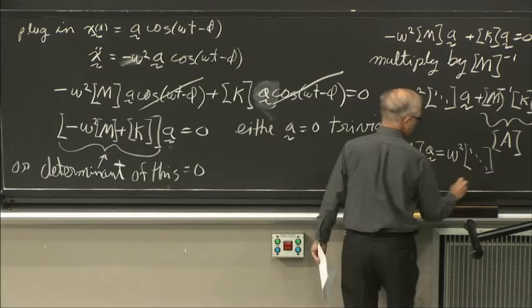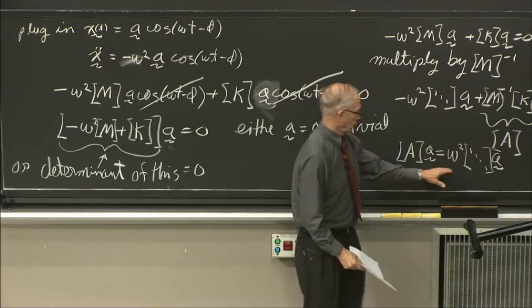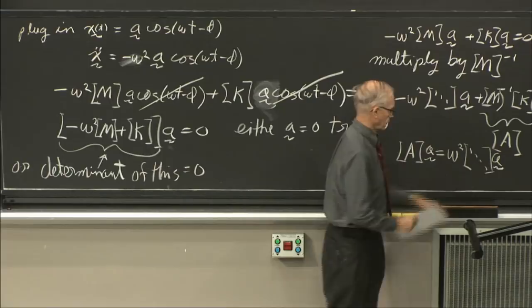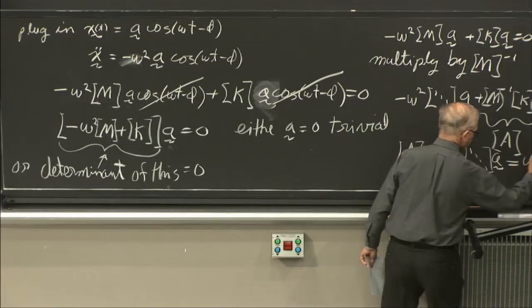And I could go ahead and multiply this out, for example, this times that, and I'll get a vector. So this just looks like omega squared A, if you multiply it out.